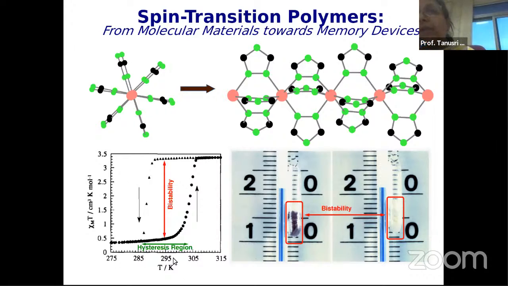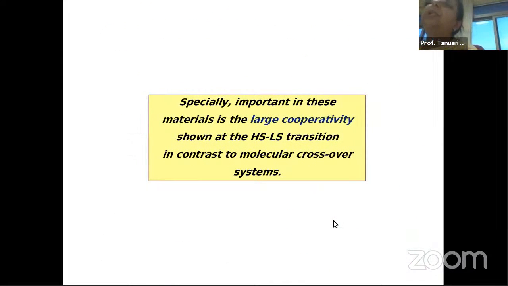So the whole idea is, can we devise such a molecule which has a large hysteresis? To be used commercially, you need this hysteresis to be large, and the central point of this hysteresis to be close to room temperature. So this is what I have shown here, this bistability. Actually, your crystal changes color going from low spin to high spin, because the associated band gap also changes. Especially important in these materials is the large cooperativity, in contrast to a molecular crossover system. So from a molecule, we want to make it like a polymer.